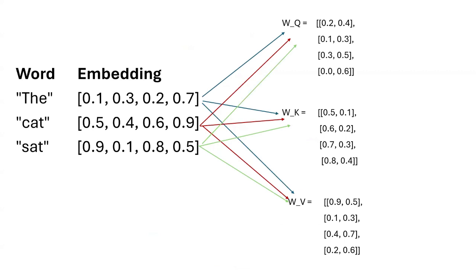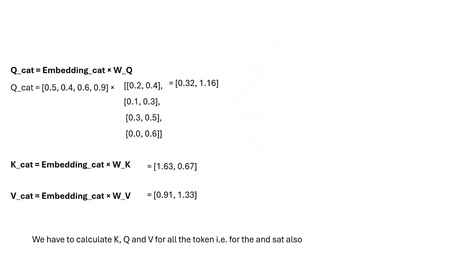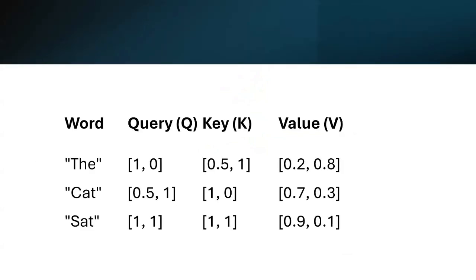So how will we get this embedding's Q, K, and V? It will be multiplied by three different weight matrices, which are randomly generated, and then you get the three values for this cat. Multiply this, you get one value, then second. So now we have calculated Q, K, V for cat only. The same process we use for the and sat also. So we have got all three values for each. So this is the way you calculate query, key, and value for the embedding of any token or any word.